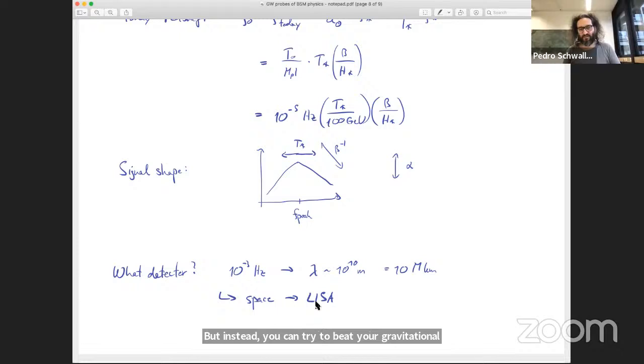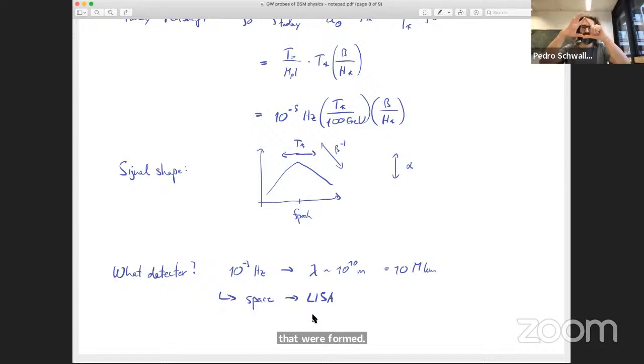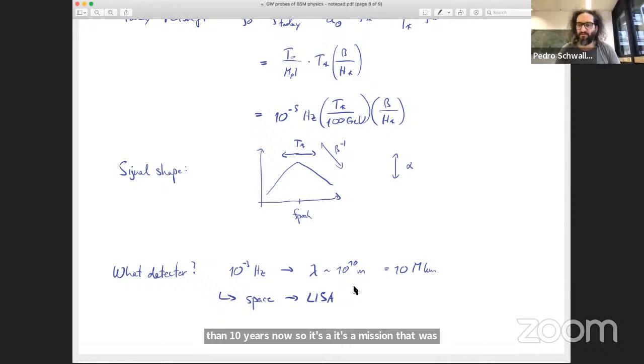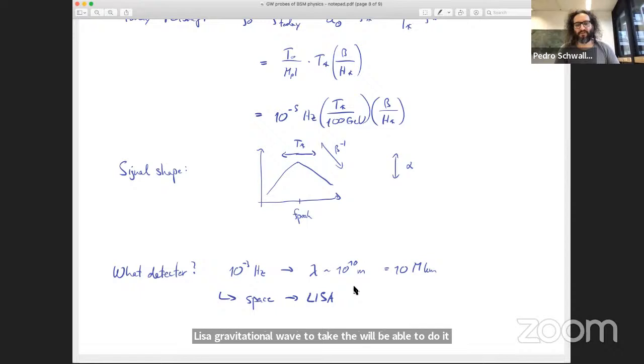Now, this will be a satellite experiment with an arm length, I think, of 4 or 5 million kilometers. Three satellites will form a Michelson-Morley interferometer. Well, actually, it will be a triangular setup, so you have multiple baselines that you can interfere. And this is set to launch sometime in a bit more than 10 years. It's a mission that was approved by the European Space Agency, supported by NASA and several other countries. And one of the things that this LISA gravitational wave detector will be able to do is to probe gravitational waves from early universe phase transitions.